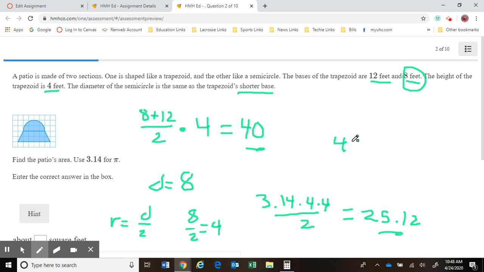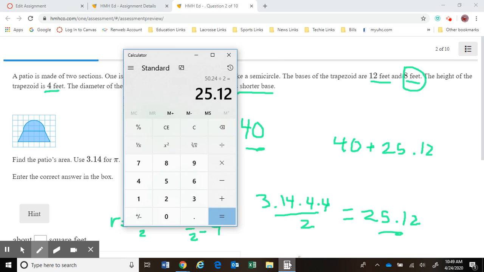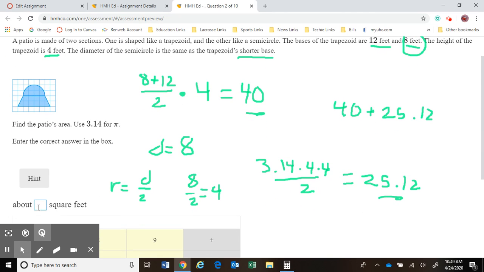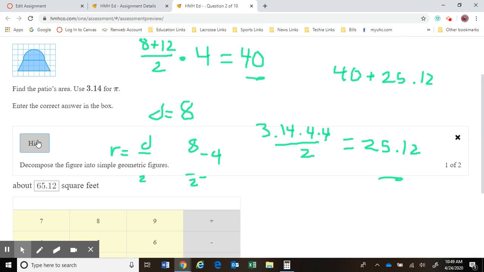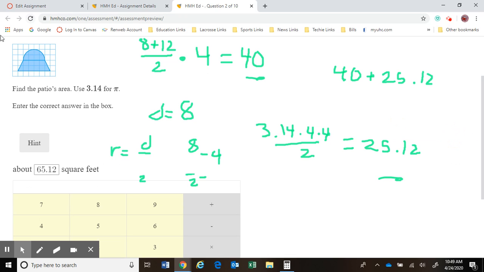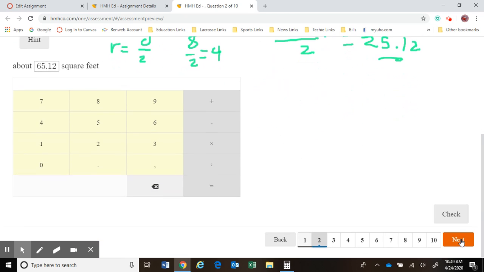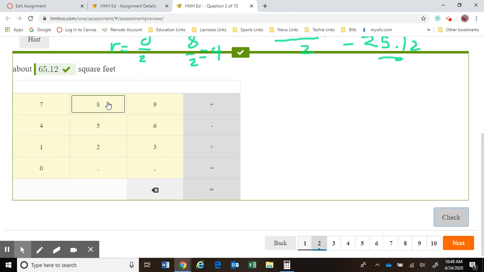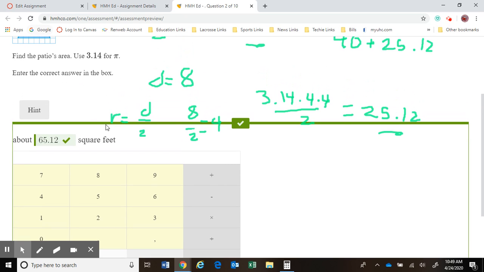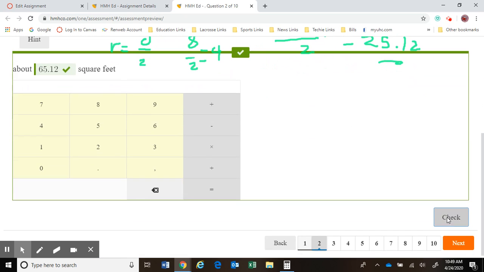So 40 plus 25.12. Let's add those together, and I get 65.12 square feet. Again, you could look at the hints: decompose into simple geometric figures, add the areas. And now this picture is kind of misleading because that's not accurate, but use the numbers that they give you. Because if you look at that picture, you're going to get a little caught up in the picture, and that's not right for what they're asking you.